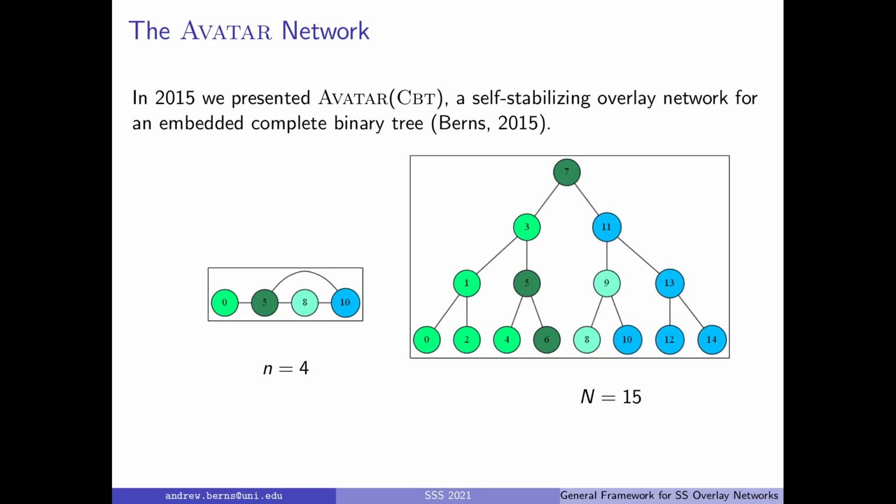All right, now we move on to try to identify a general framework that we can use. To build this framework, we looked at a paper we had in 2015 called Avatar. In the Avatar work, we basically built a self-stabilizing overlay network for an embedded complete binary search tree. What I mean by that is on the left-hand side, we see a set of 4 what we'll call real nodes or host nodes. These would be the nodes in our problem.